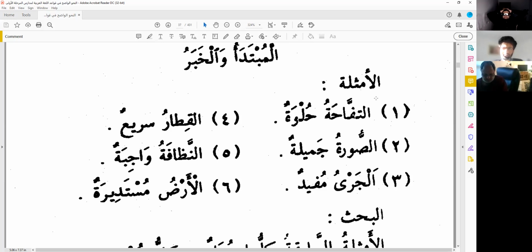But if I say, for example, kitabun jamilun, a beautiful book. Did I tell you anything about the book? You tell me it's beautiful, but it's not a mubtada, because what about that beautiful book? What about it? But if I say kitabun jamilun tamazzaqa, a beautiful book got ripped, now it's a sentence. Kitabun jamilun itself is not a sentence.